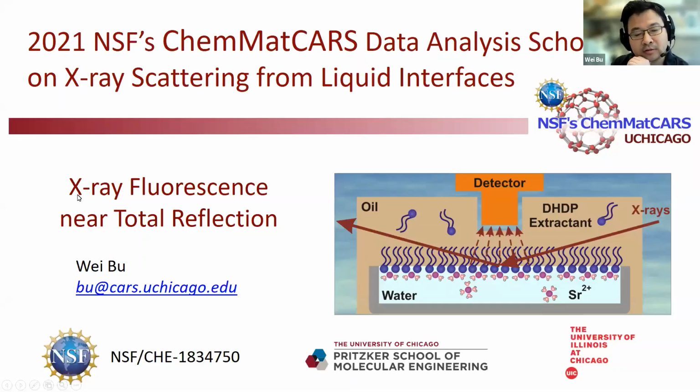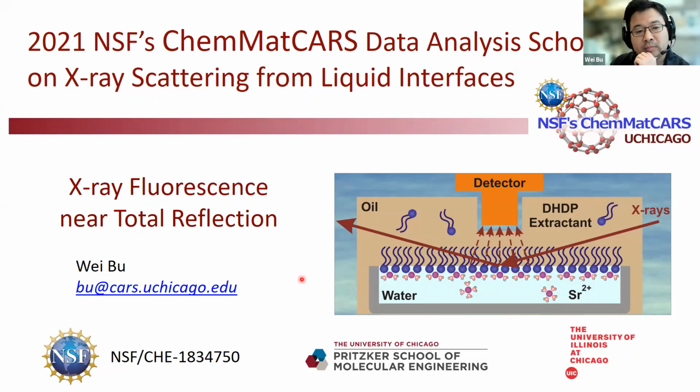So far, we have discussed X-ray reflectivity and GID. Both techniques use the fact that X-ray scatters from electrons. So what we get is the electron distribution. But we cannot tell which element these electrons are from, so they are not element sensitive.